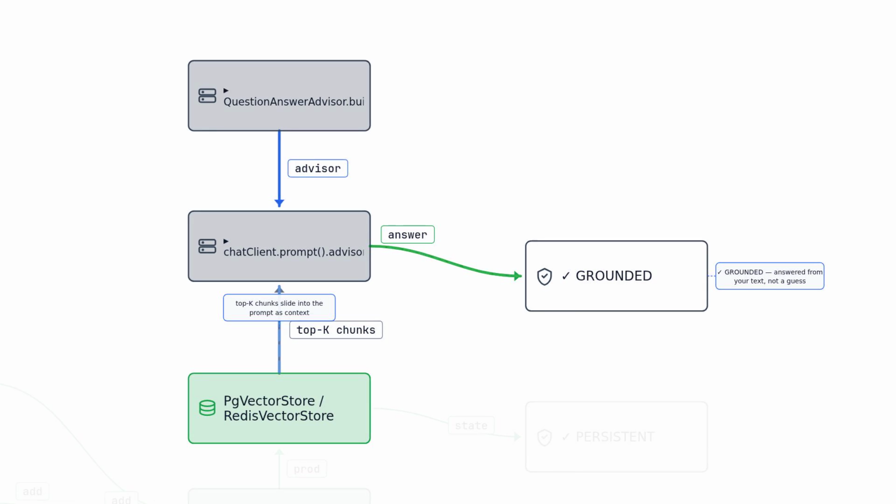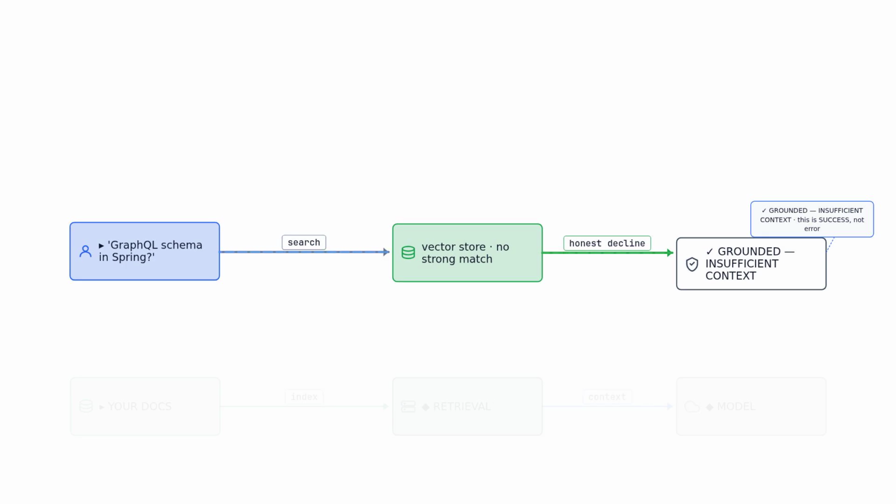Stage 4, one advisor. QuestionAnswerAdvisor searches the vector store, stuffs the closest matches into the prompt, and the model answers from your text, not its guess. Stamped grounded.